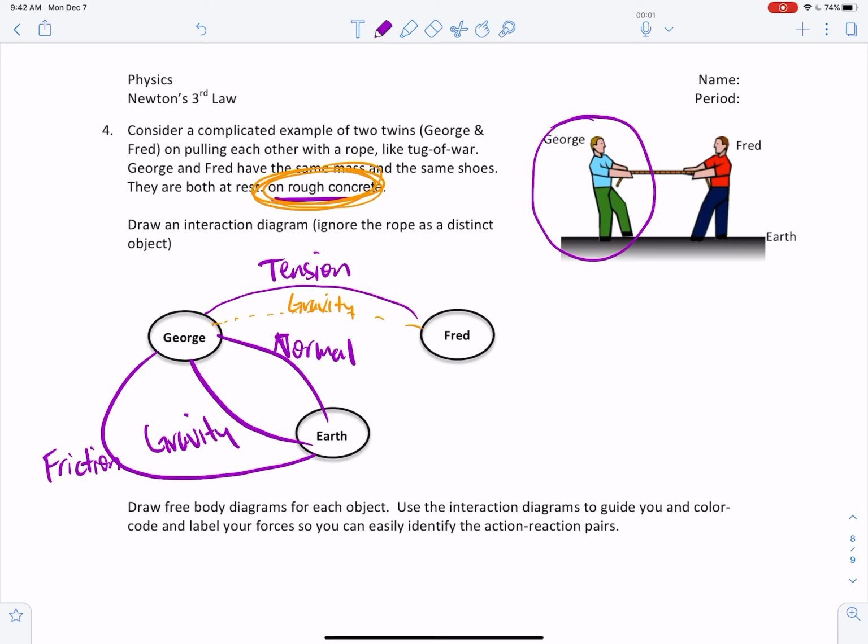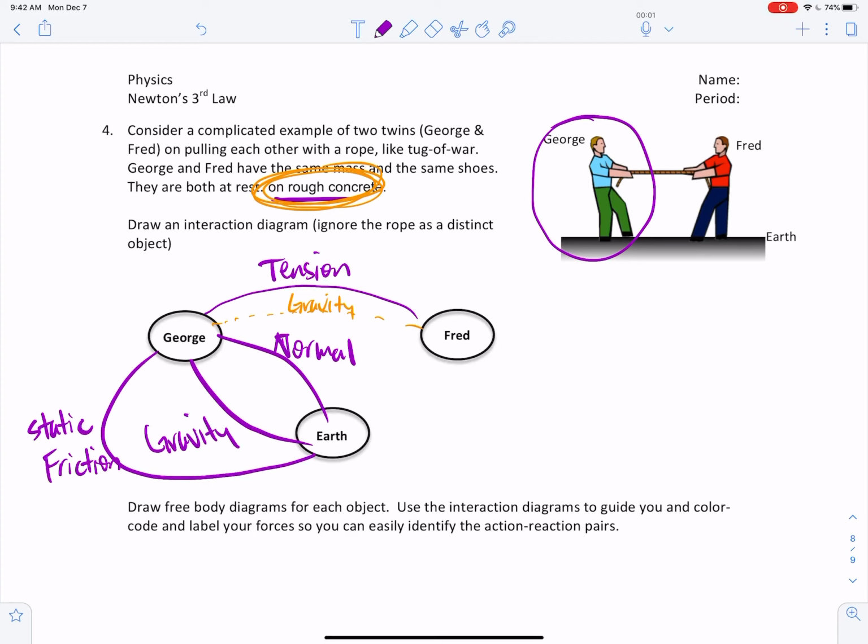And by the way, if you know the different types of friction, static friction is friction when there's no slipping. It's the friction of gripping. Kinetic friction is when you're sliding. So assuming that George is not sliding, that he's actually gripping the ground, we would call this static friction.